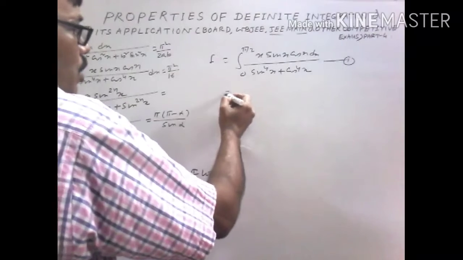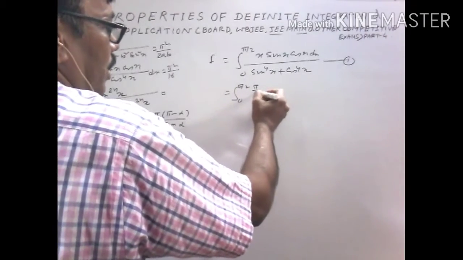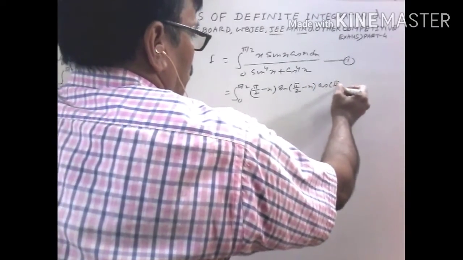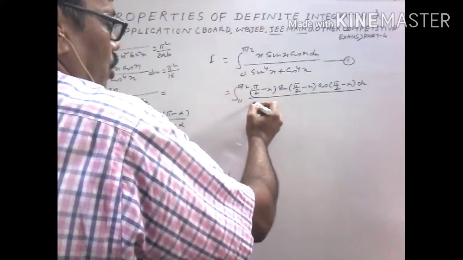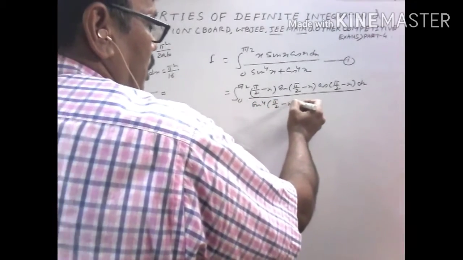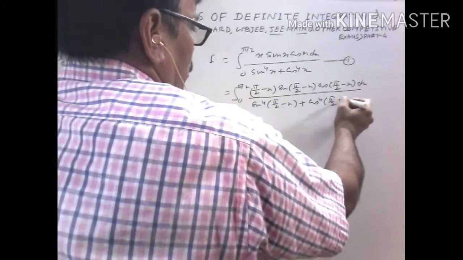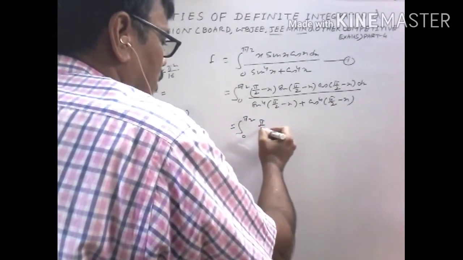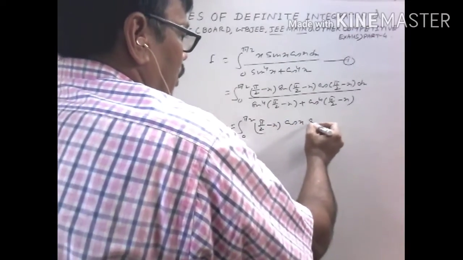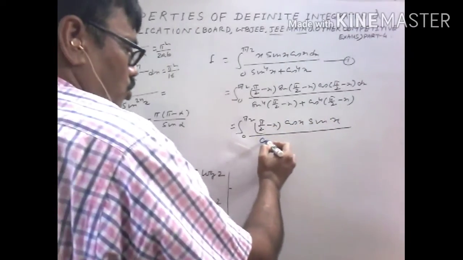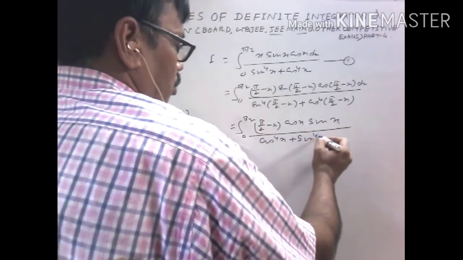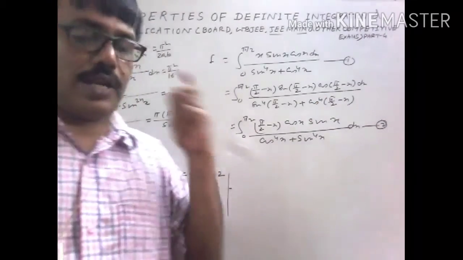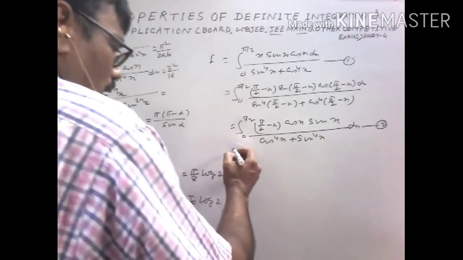So this is I. Now replacing x by pi by 2 minus x: sin of pi by 2 minus x, cos of pi by 2 minus x, by sin to the power 4 of pi by 2 minus x, cos to the power 4 of pi by 2 minus x. Now if we simplify, pi by 2 minus x is unchanged, and this will be cos x, and this is sin x, and this is cos to the power 4x plus sin to the power 4x dx. So call it 2. Now look, the denominator is the same. So we add 1 and 2.